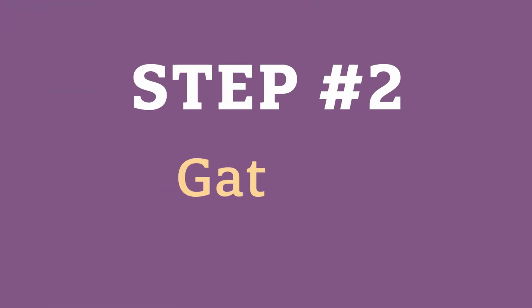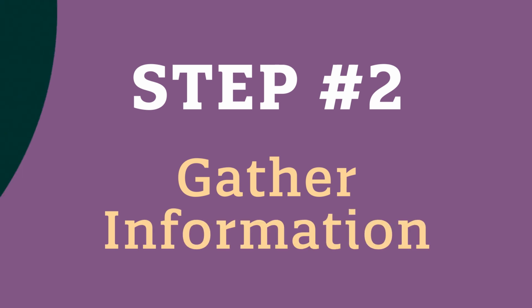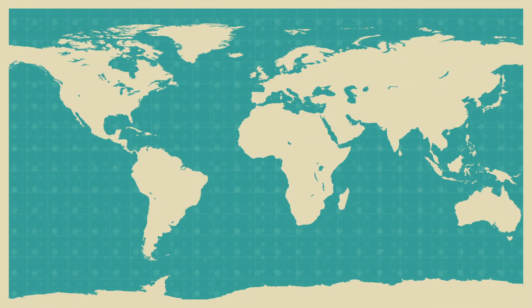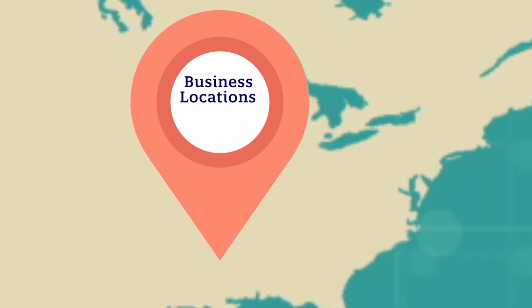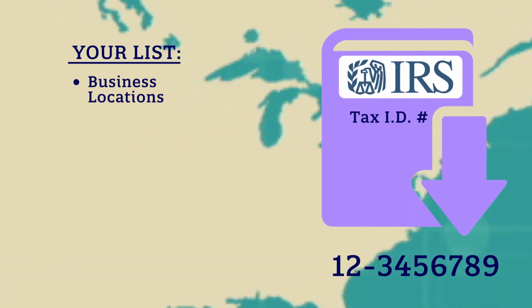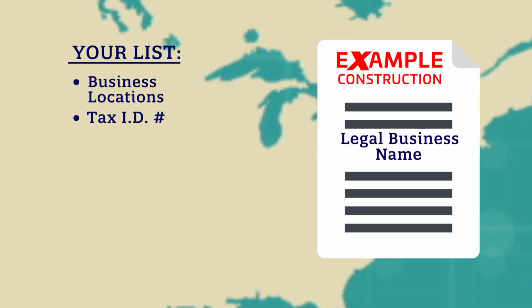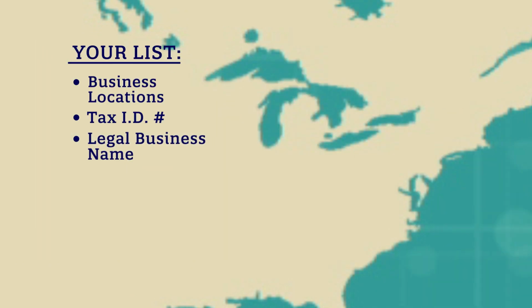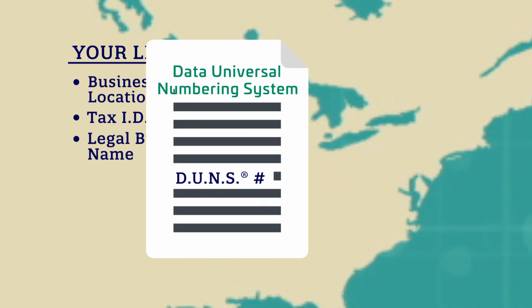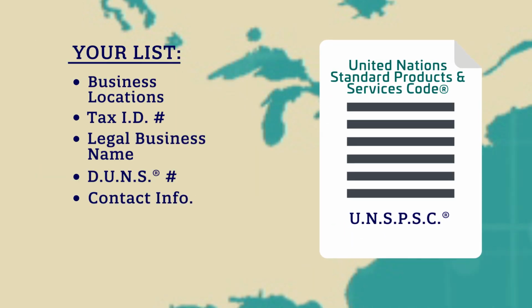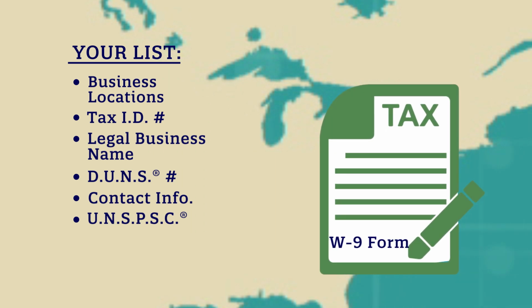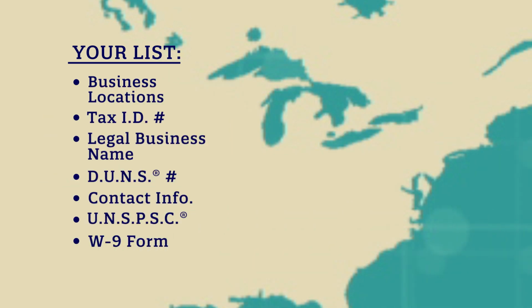Step 2. Gather your information. Before registering as a vendor, gather the following documents: information on each of your business locations, your tax ID number, your legal business name as it's registered with the IRS, your optional DUNS number, your contact information, UNSPSC commodity code, and the W-9 form as required by the Finance Division.